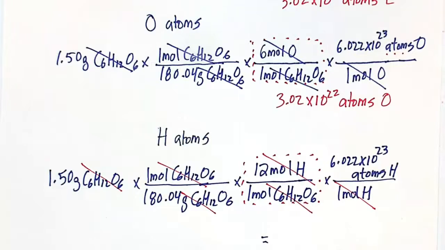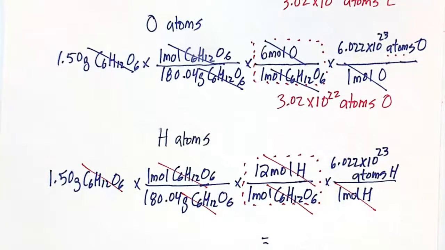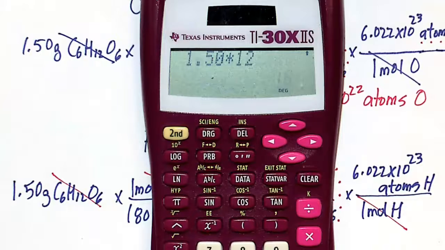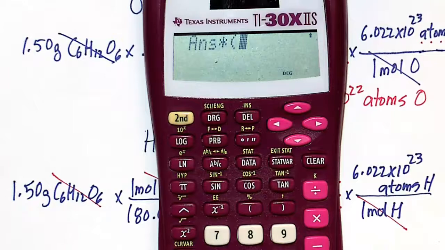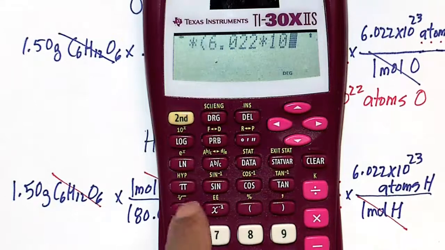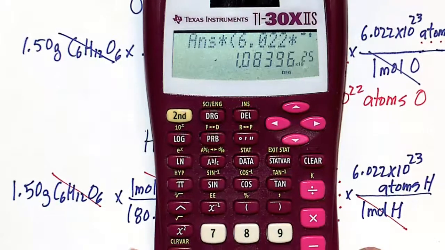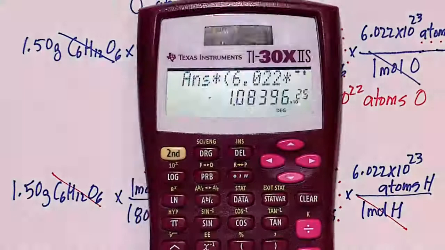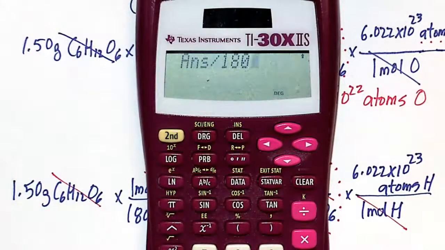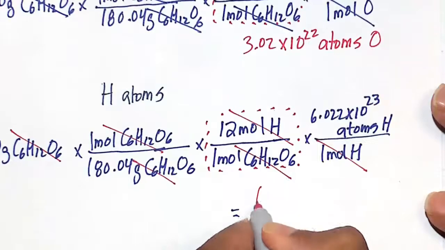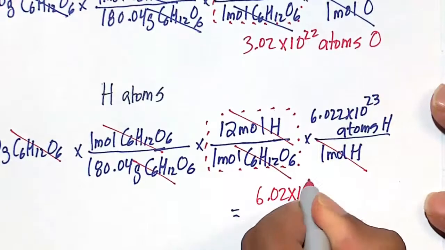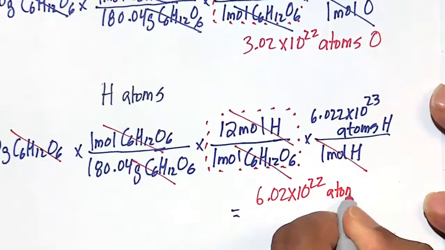And doing that on our calculator, it actually should be double this number: 1.50 times 12 times Avogadro's number divided by 180.04, and we're getting 6.02 times 10 to the 22nd, which is pretty much double. So 6.02 times 10 to the 22nd atoms of hydrogen.